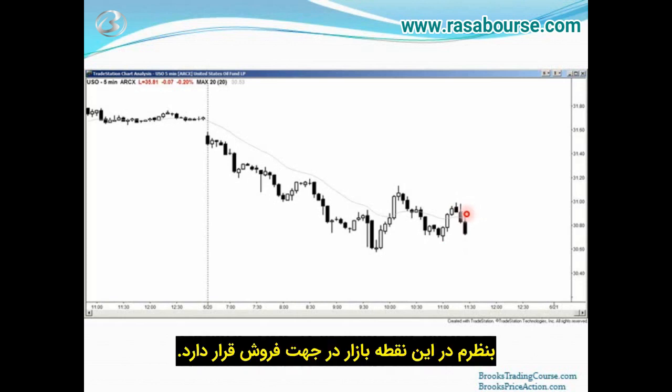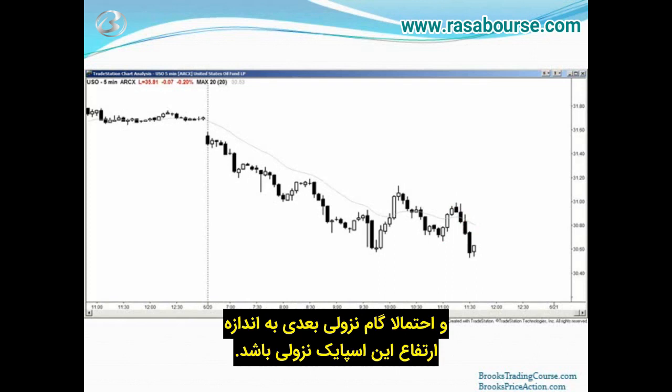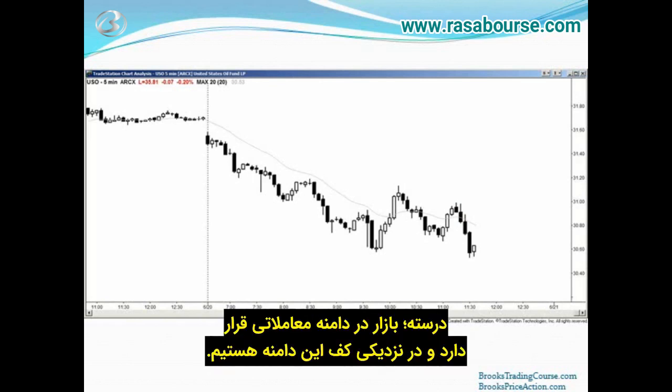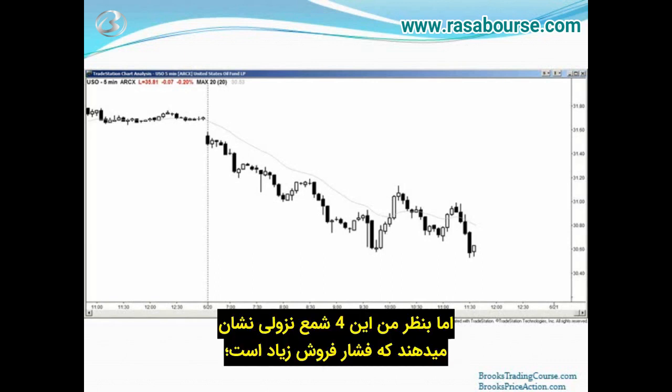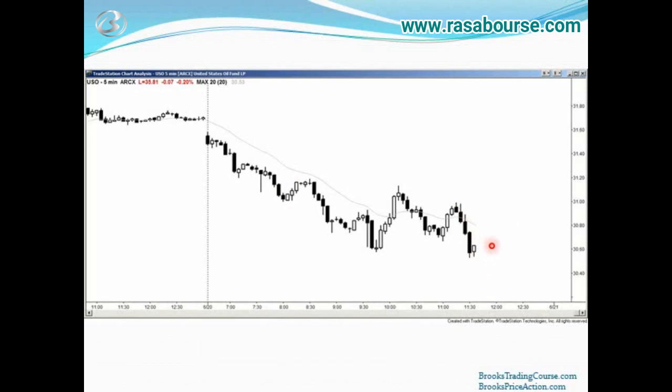To me, the market's always in short at this point, and that 4-bar bear spike will probably lead to a measured move down. The bulls see this as a large high 2 at the bottom of a trading range. Yes, the market's in a trading range, and we're near the bottom, but this 4 bear bar spike is enough selling pressure for me not to take the first reversal up. I think there probably are sellers above this bar.